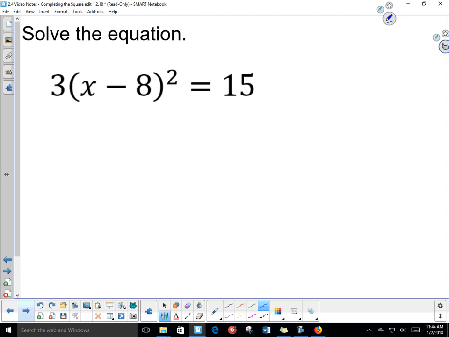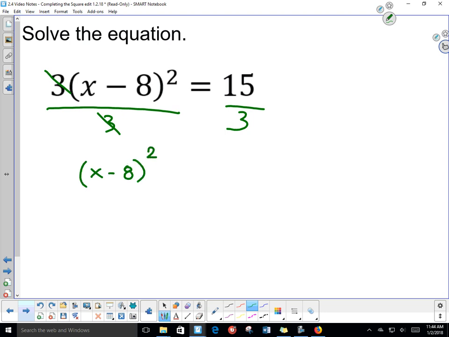Let's try this example. We're solving this equation: 3 times the quantity x minus 8 squared equals 15. We're going to try and solve this by taking square roots, but before we take square roots, let's get rid of this 3 out in front. Let's divide both sides of this equation by 3. Those 3s divide out, and we are left with x minus 8, quantity squared, equaling 5.